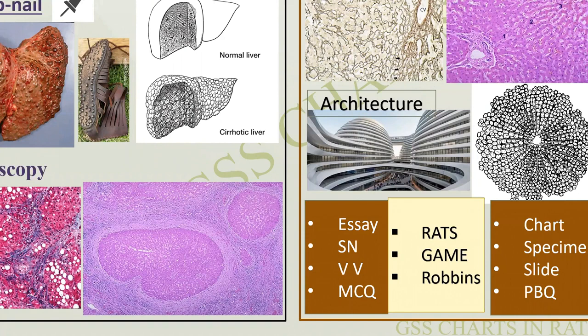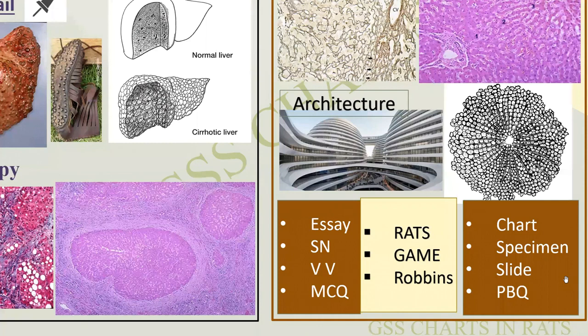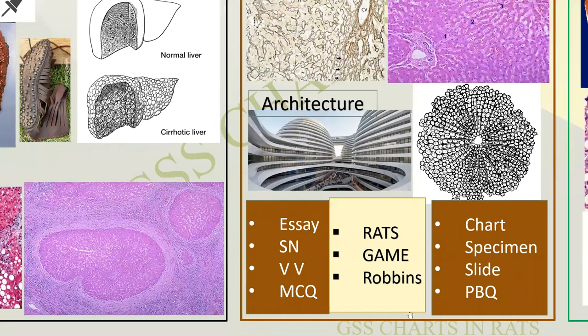So this will be the gross and the microscopic picture of cirrhosis of the liver, which can be asked as an essay, a short note, a viva voce, or a multiple choice question. Many multiple choice questions can be asked. And it will also continue in practicals and charts, a specimen, slide, and problem-based question. The references are Harsh Mohan, Robbins, and others.